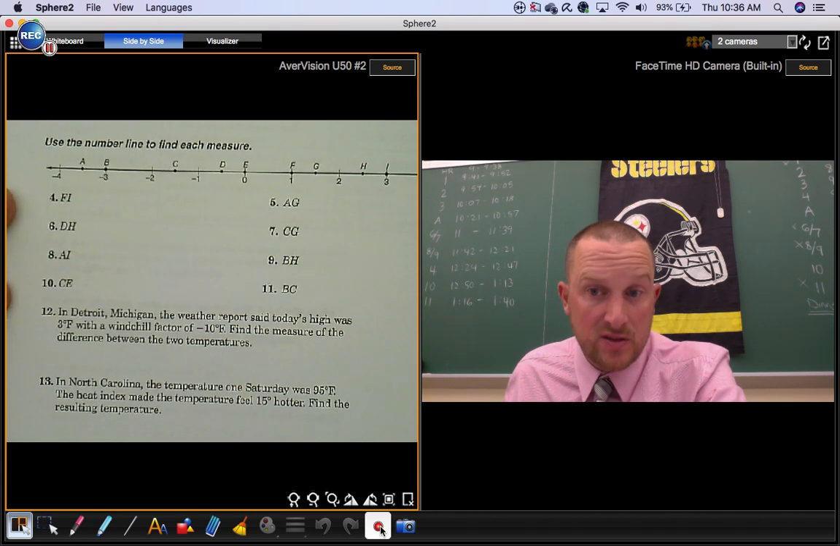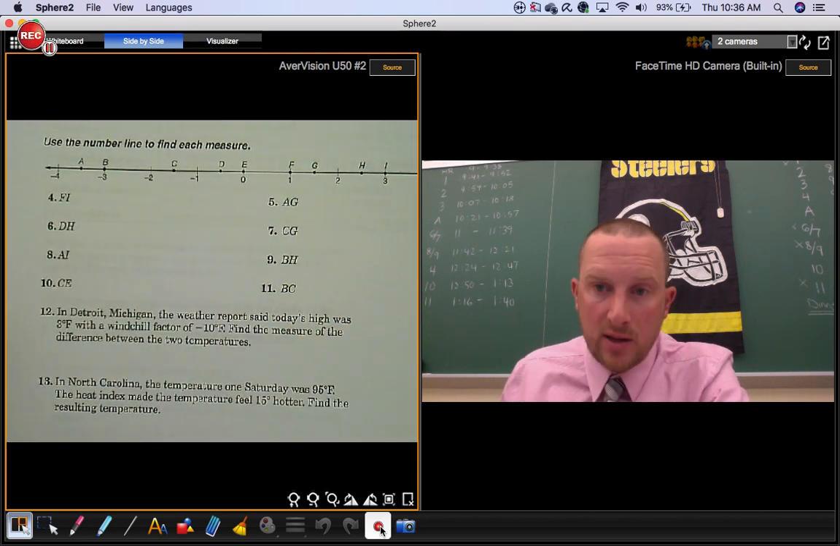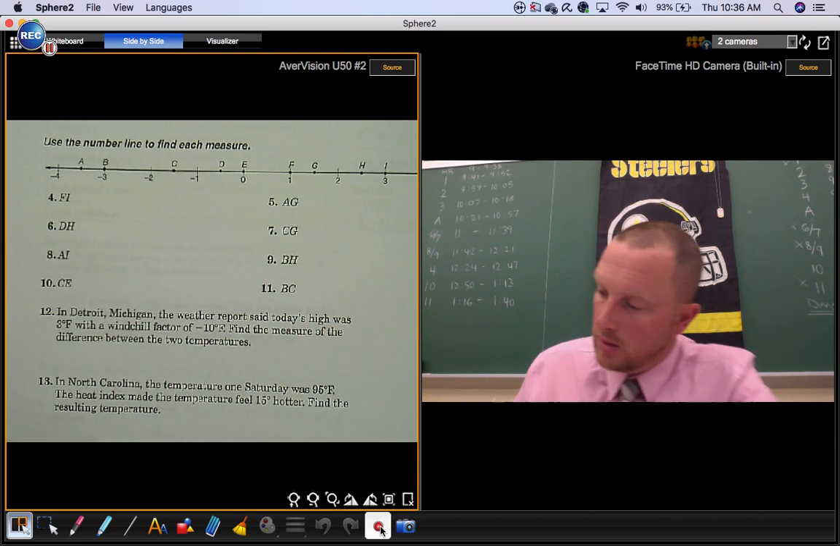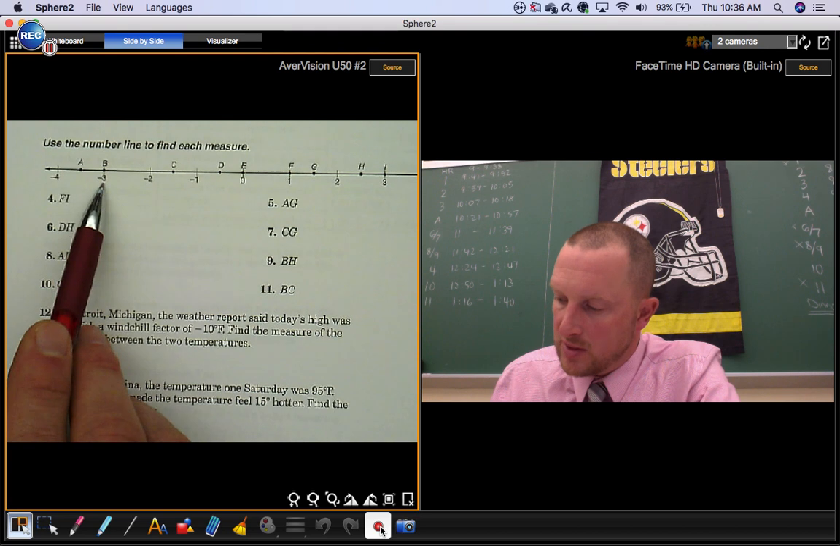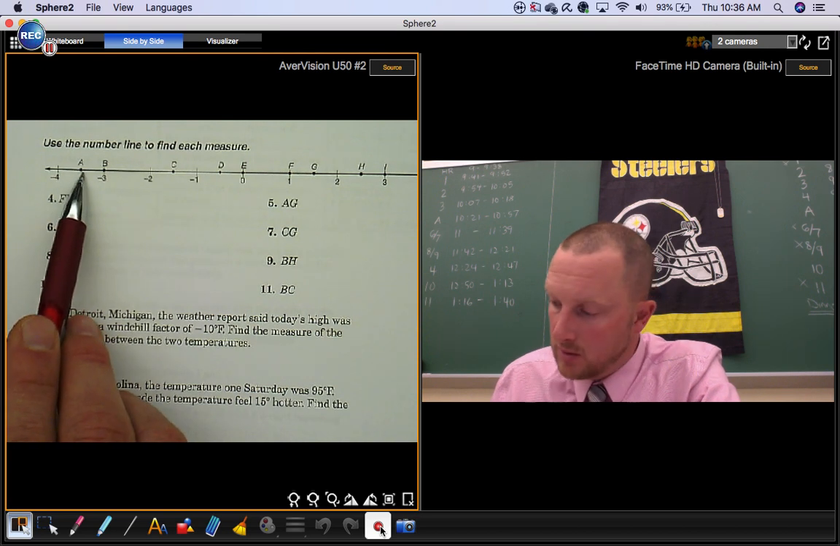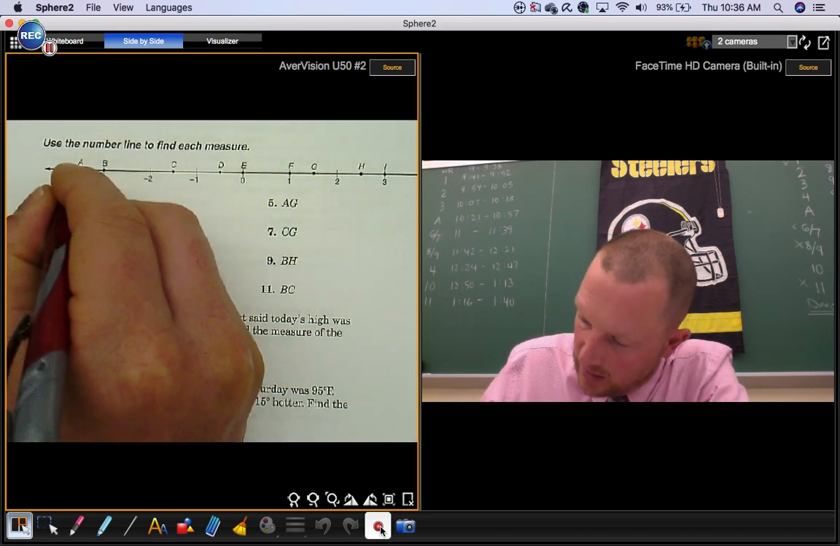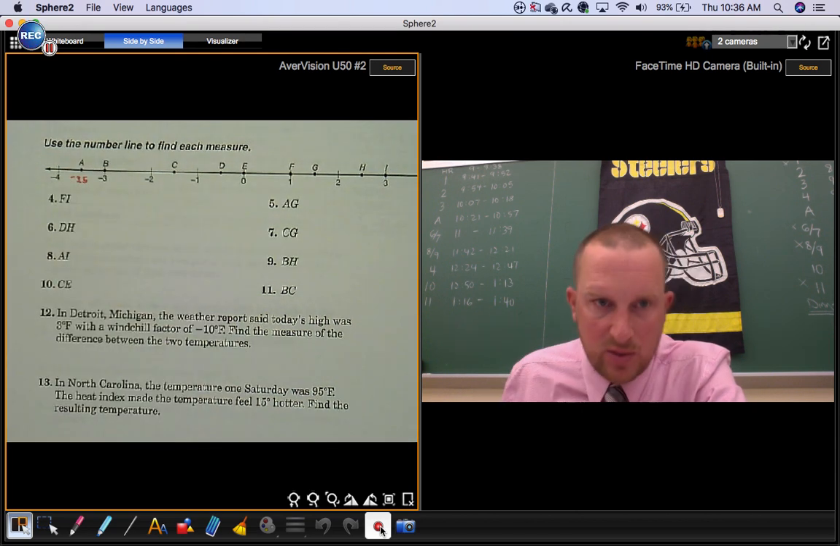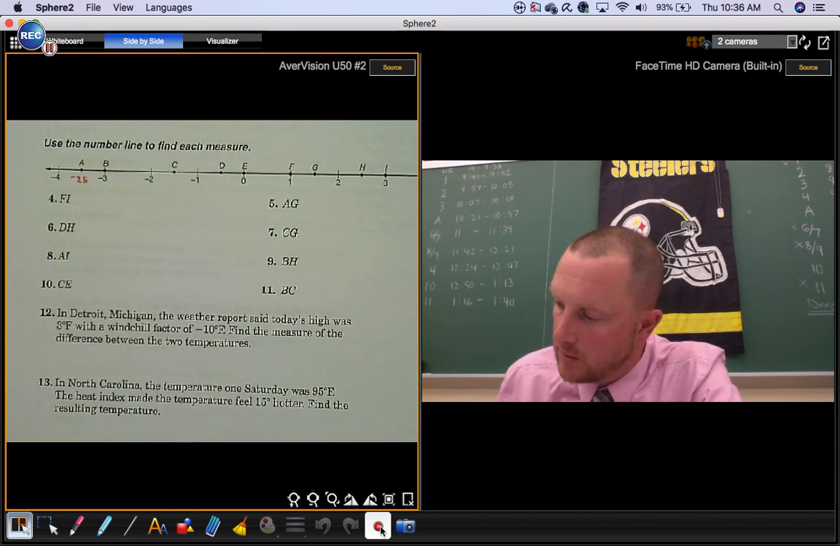Next situation you've seen a lot as well. They give you a number line. Again, just check the scale. Notice how here's -4 and here's -3. Here's a point in between. So this guy lives at -3.5. Just be careful in those situations.